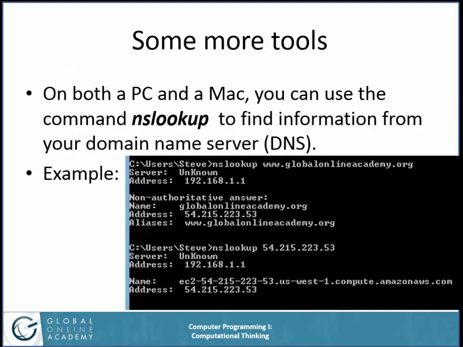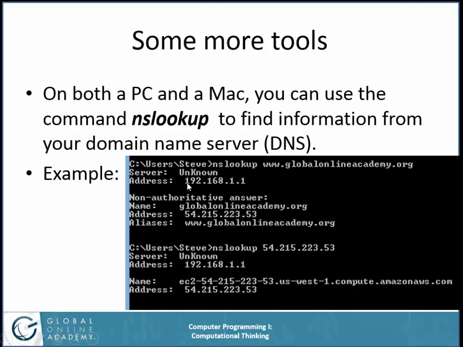Here's some more tools. On both a Mac and a PC, on either the command window in Windows or the terminal on the Mac, there's a command called NSLOOKUP that lets you get information from the domain name server. If I do NSLOOKUP www.globalonlineacademy.org, it tells me the address is 192.168.1.1. That's my router that I go through to get to anything on the internet.